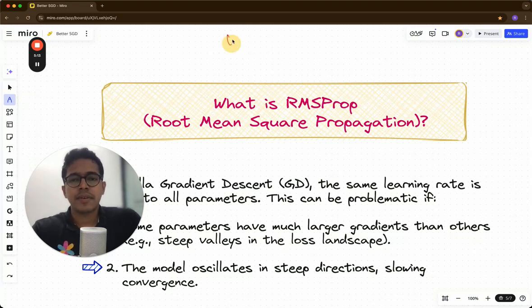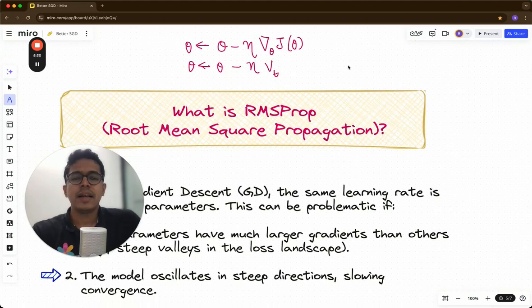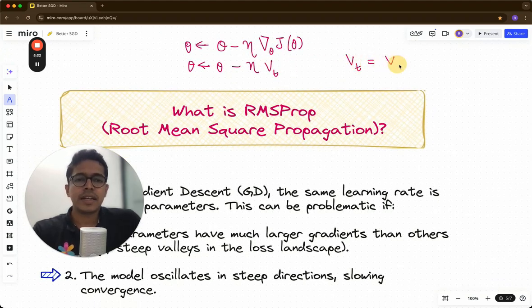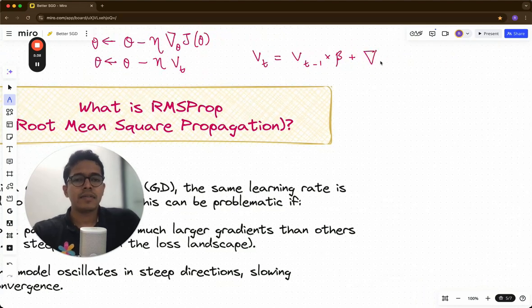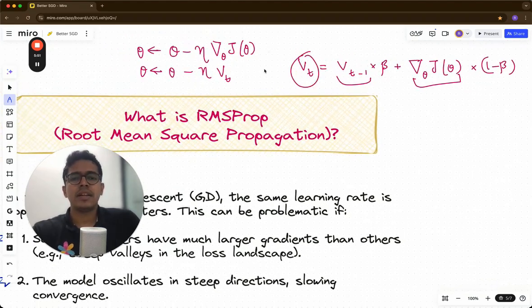So basically, if our equation was theta is getting replaced by theta minus eta times the gradient of J with respect to theta, instead of this, in momentum we had theta minus eta times vt, where vt was the velocity at time step t, which was vt minus 1 times beta, plus the gradient of J with respect to theta times 1 minus beta. So you are taking a small fraction of the gradient plus a big fraction of the previous velocity as the current velocity, and you are using this.